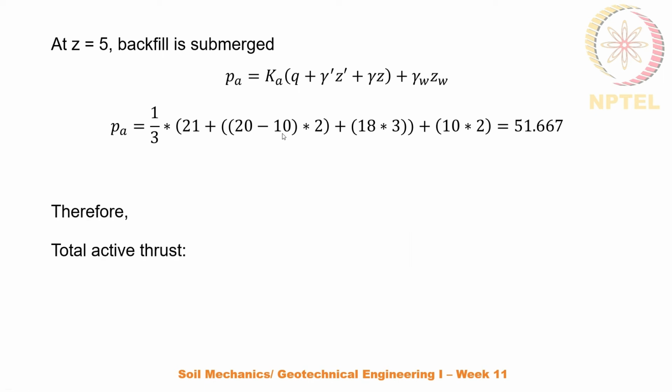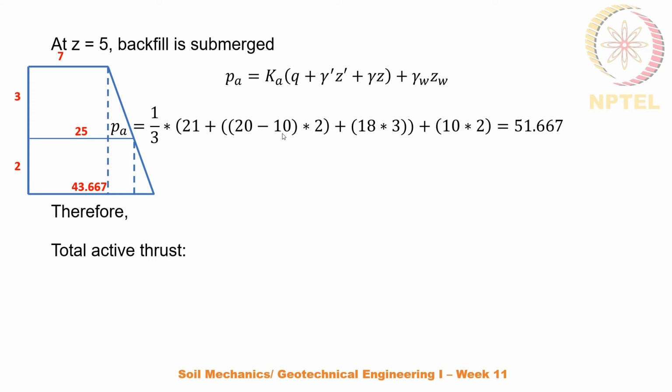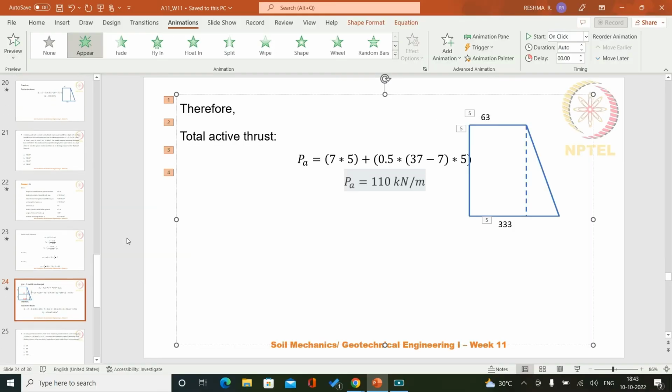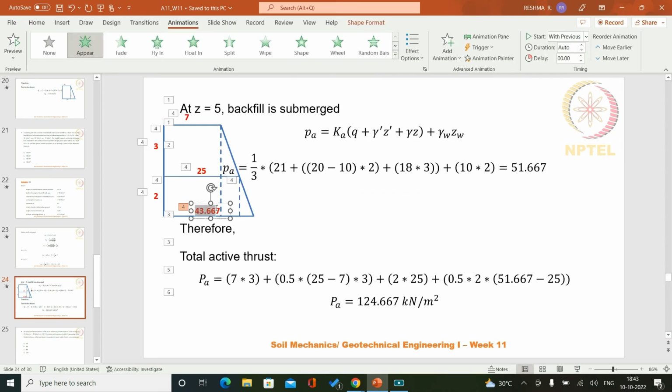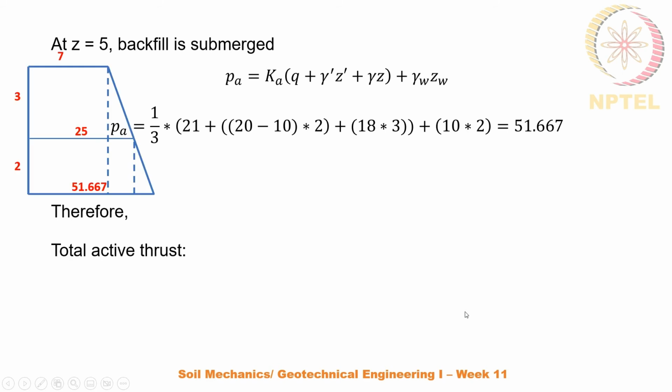Alright. So, total active thrust. As we can see in this figure, all the values we have plotted in the figure. So, we have the value 7 as the active earth pressure at Z equal to 0, 25 at Z equal to 3, sorry, there is one change. I had copied it from another one. Okay, so 51.667 at the level Z equal to 5.